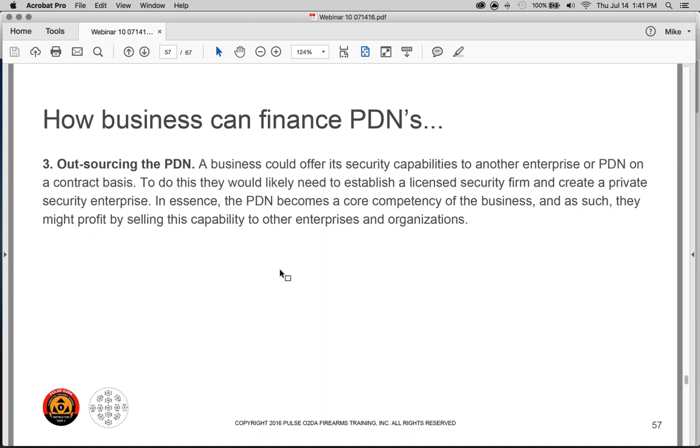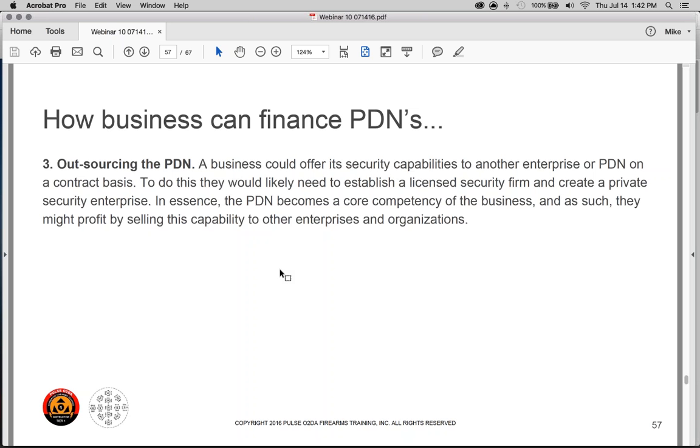The third way that businesses can pay for a private defense network is by outsourcing the PDN. In number 2, we talked about insourcing, where they replace existing security firms with their own capability in-house. Here we're talking about outsourcing the private defense network, and in this case, the business could offer its security capabilities to other enterprises or private defense networks on a contract basis.